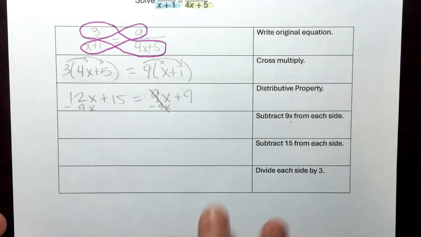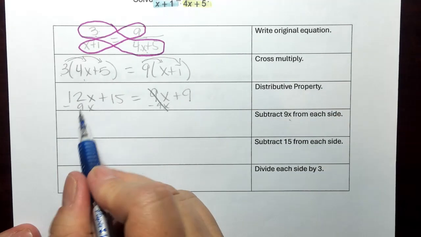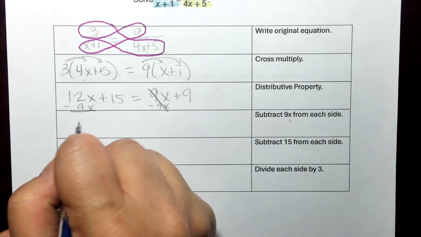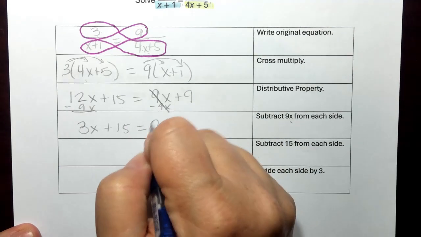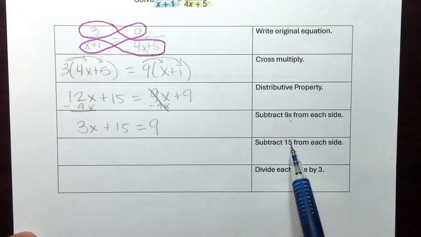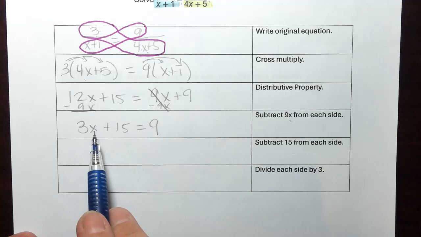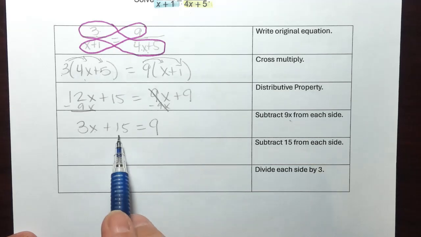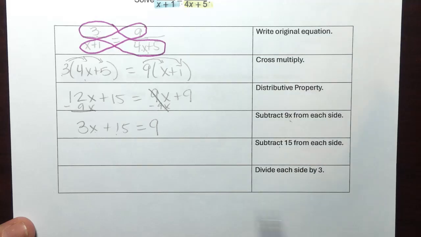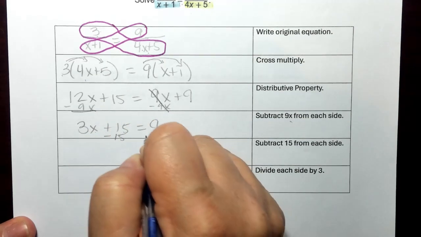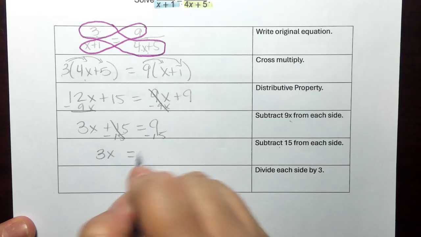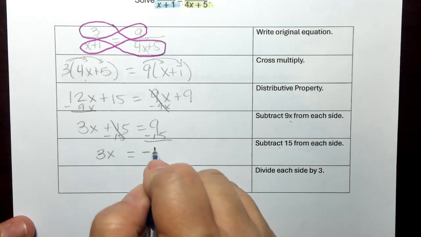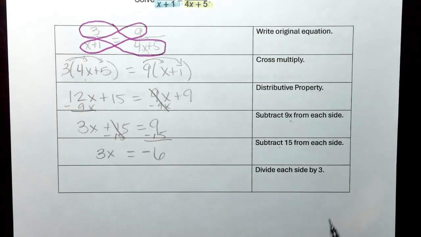It cancels out on that side and leaves us with 12x minus 9x is 3x, so we have 3x plus 15 equals 9. Now we're going to deal with the number, because remember, we're trying to get the variable isolated. So we have to get rid of this plus 15. We subtract it, so we subtract 15 on both sides. That leaves us with 3x over here, and 9 minus 15 gives us negative 6.